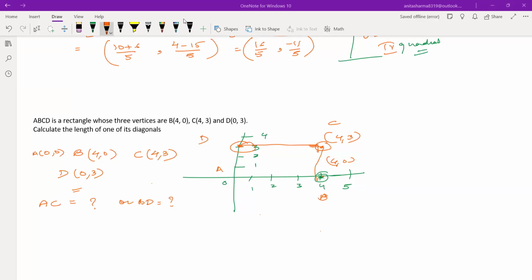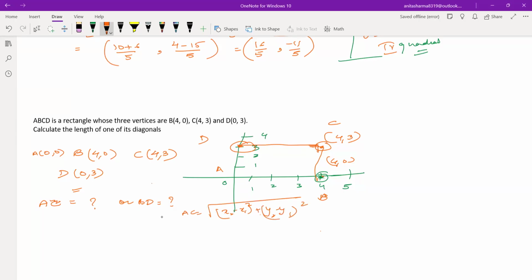Ma'am, how do we do this, ma'am? Yes, Abhinav, how to do this? See, first of all, you will plot the graph, right? Now we have to find the AC. So you will apply the distance formula. What is the distance formula? It will be x2 minus x1 whole square plus y2 minus y1 whole square.